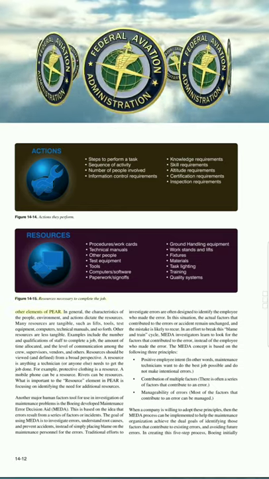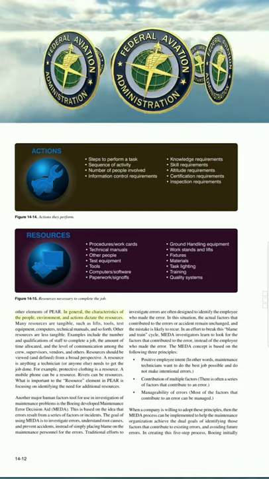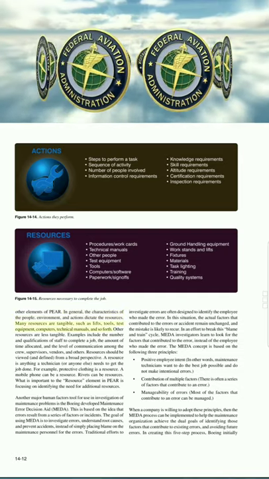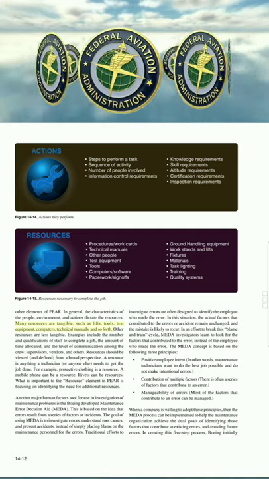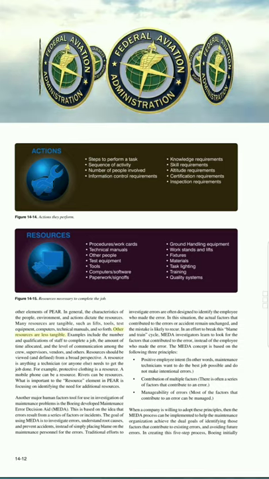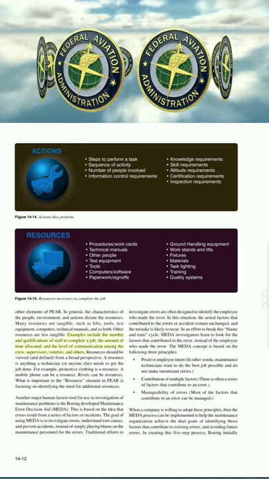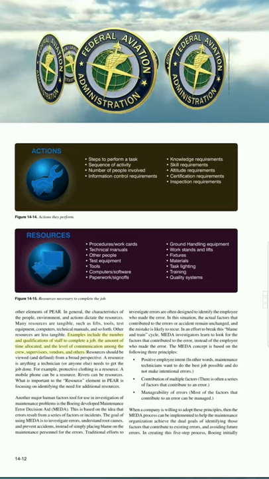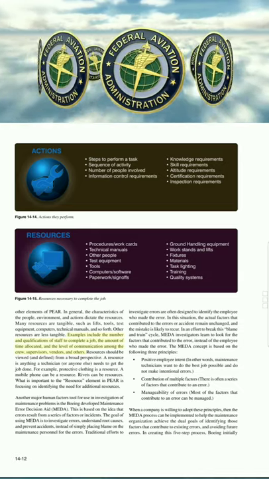Other elements of PAIR. In general, the characteristics of the people, environment, and actions dictate the resources. Many resources are tangible, such as lifts, tools, test equipment, computers, technical manuals, and so forth. Other resources are less tangible. Examples include the number and qualifications of staff to complete a job, the amount of time allocated, and the level of communication among the crew, supervisors, vendors, and others.